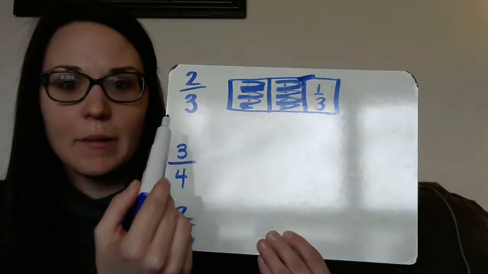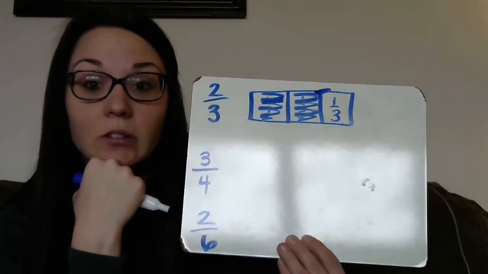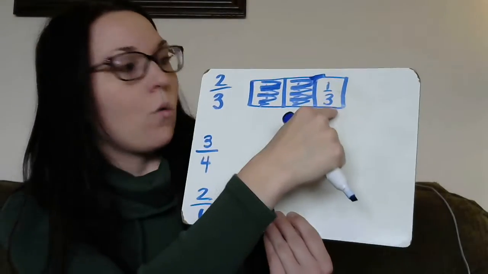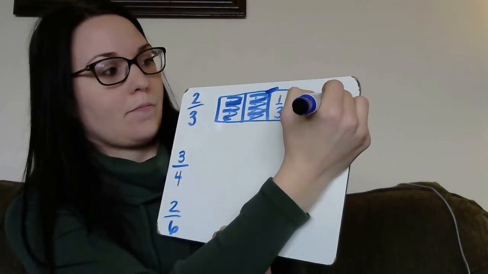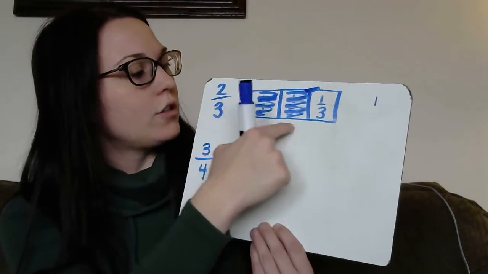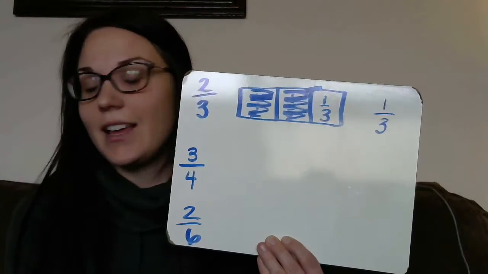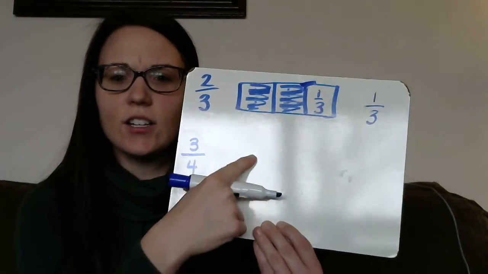Okay, so that means how many are not shaded? How many pieces are not shaded? Well, I would look. 1 piece. And how many pieces are in my whole? 1, 2, 3 pieces are in my whole. So 1/3 is not shaded. Let's look at the next one.